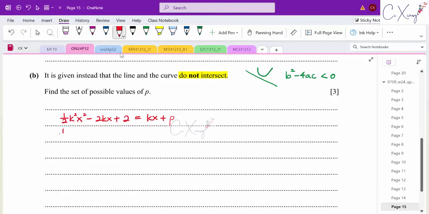So again, I want to rearrange all my terms to one side. And from here, I can see very clearly that my equation is still a quadratic form equation.